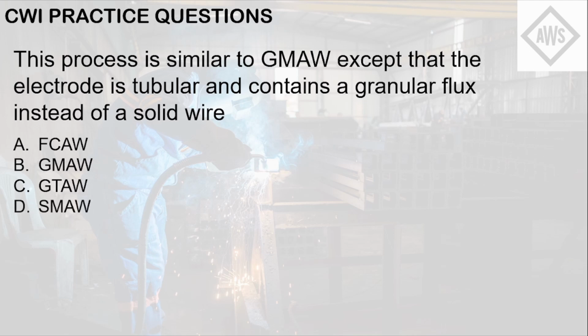So you can immediately cancel out GMAW here. GTAW is gas tungsten arc welding, so it's not the correct answer because it consists of a tungsten electrode with a filler rod. SMAW is not a continuous welding process or a continuously fed electrode process, so that's not the correct answer. So the answer here is FCAW. FCAW is characterized by a tubular electrode that is continuously fed to a welding gun, similar to GMAW.